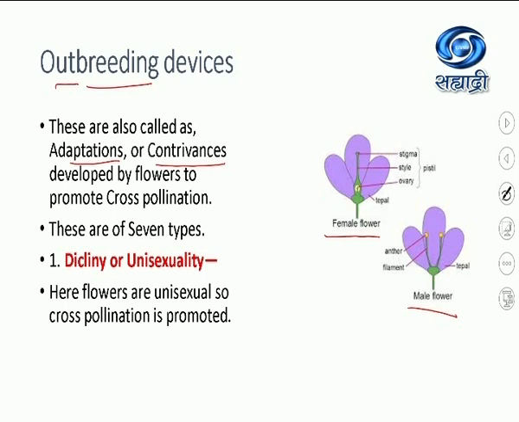I hope you remember what a male flower is called? Staminate flower. What is a female flower called? Pistillate flower. If the flowers are unisexual, staminate and pistillate, of course cross-pollination is promoted. It takes place in papaya, it takes place in mulberry. Dioecy or unisexuality, the first outbreeding device. Flowers are staminate or pistillate.